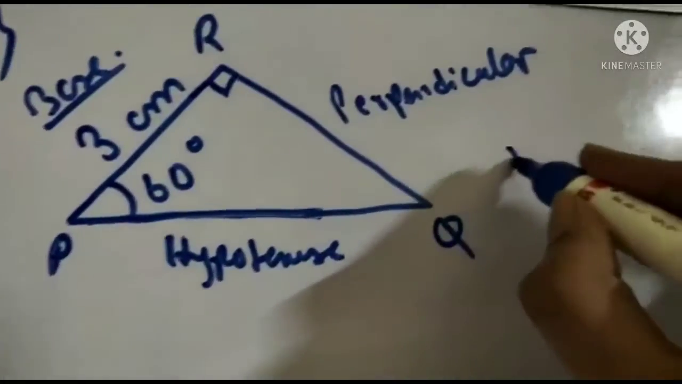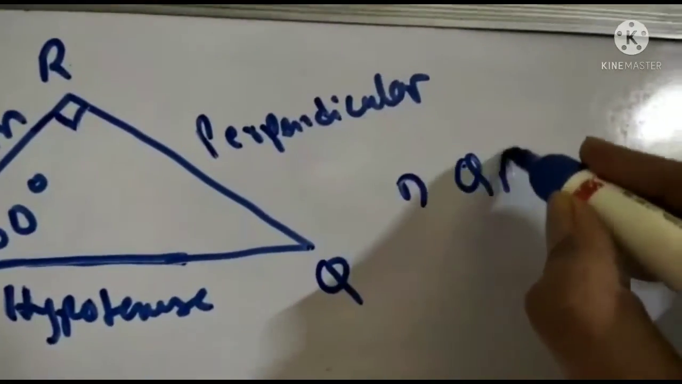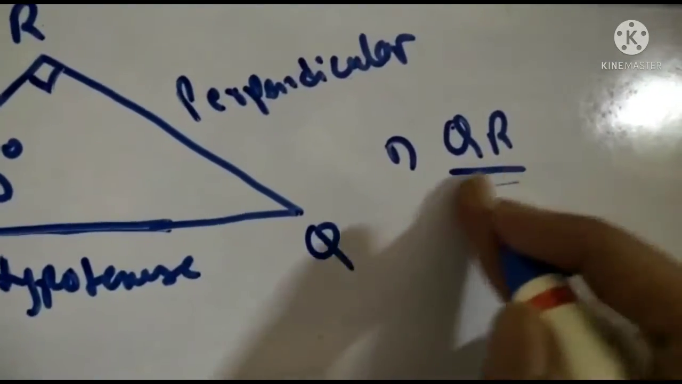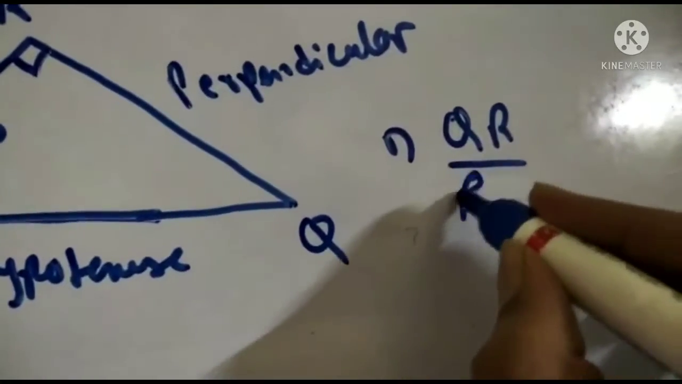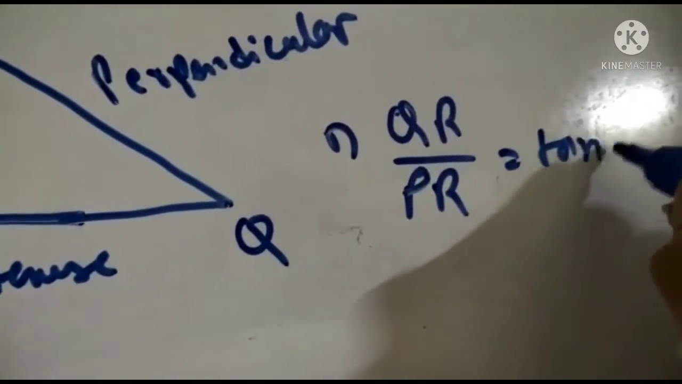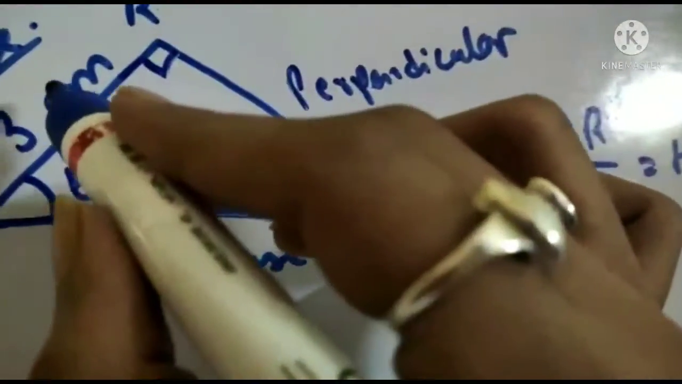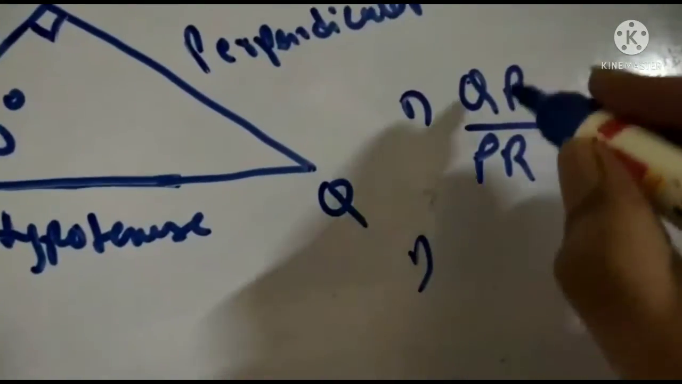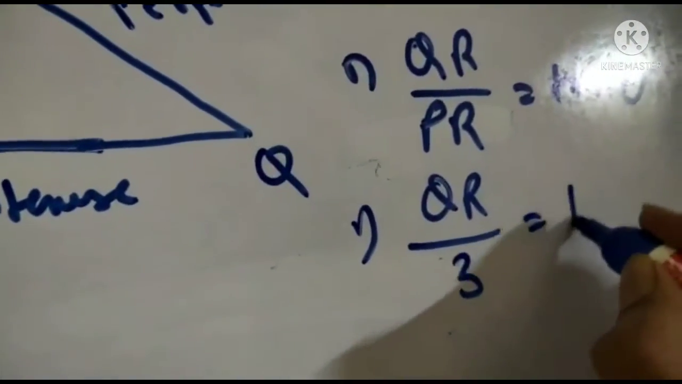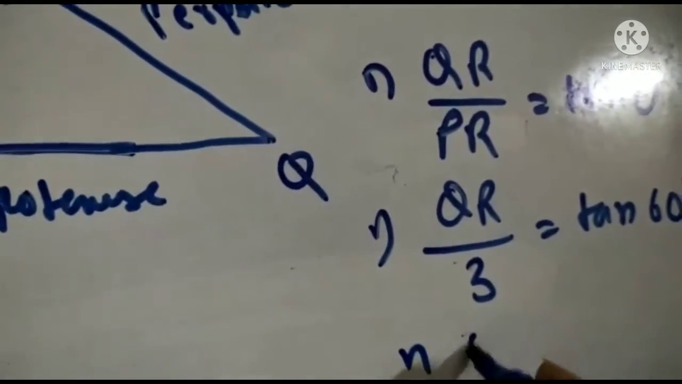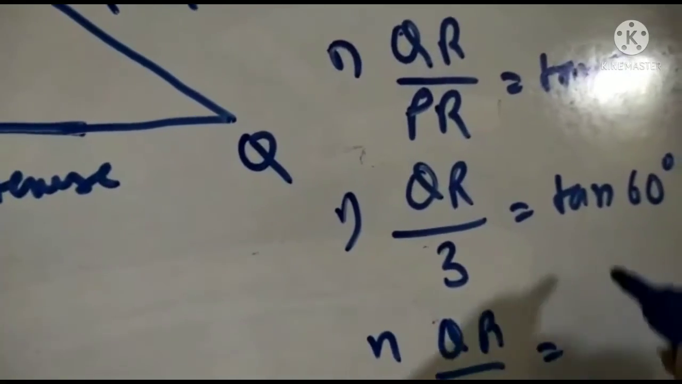So how to find QR? QR can be written as QR by the side given, which is PR. So QR by PR is our tan theta, because QR is the perpendicular and PR is 3, that is the base. Perpendicular by base is tan theta, everyone knows. That means QR by PR, given 3, is equal to tan theta, given 60 degree, tan 60 degree. Now QR by 3 is equal to tan 60 degree.